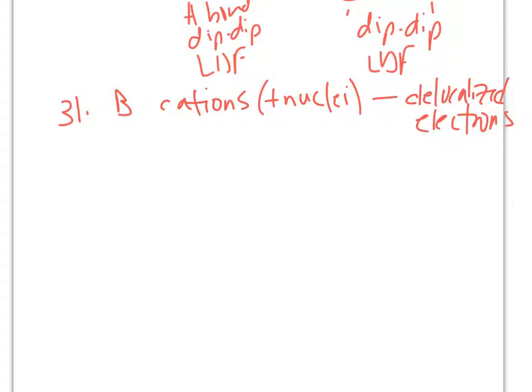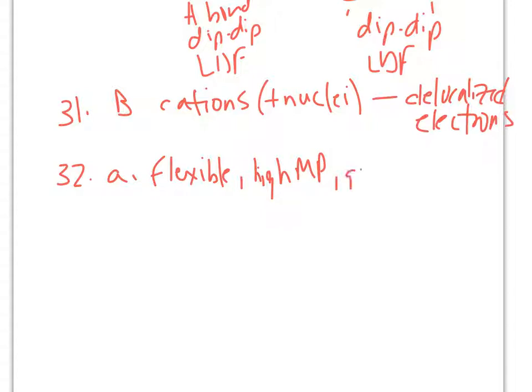Number 32, aluminum is a widely used metal. What properties make it suitable for the following applications? So A, they want to know, why can you use it as baking foil, or what we commonly call tin foil? Well, a couple reasons. It's flexible. It has a high melting point, so it's not going to melt into your food. It's a good conductor, specifically a thermal conductor, so it conducts the heat well. So that all makes it a good baking foil.